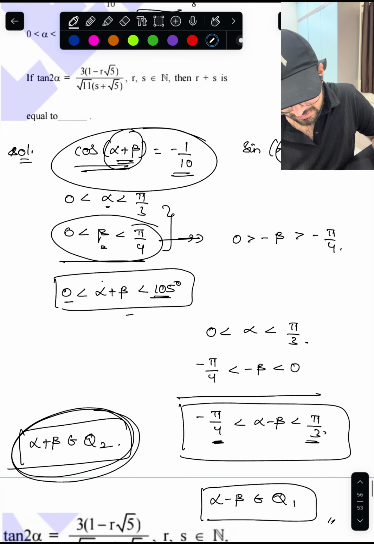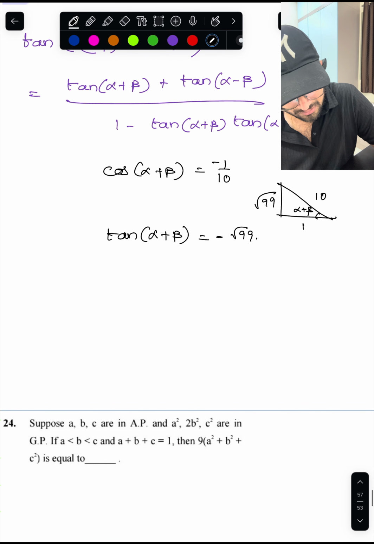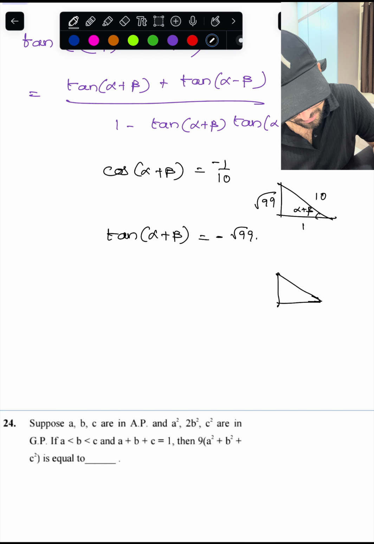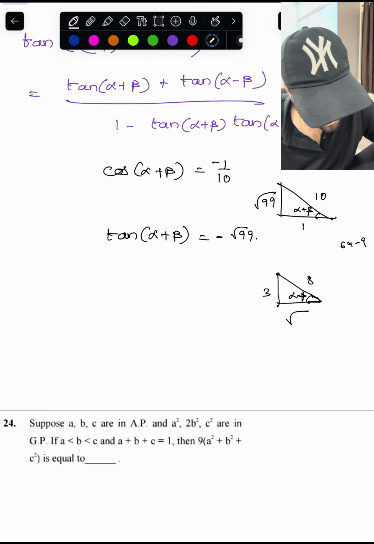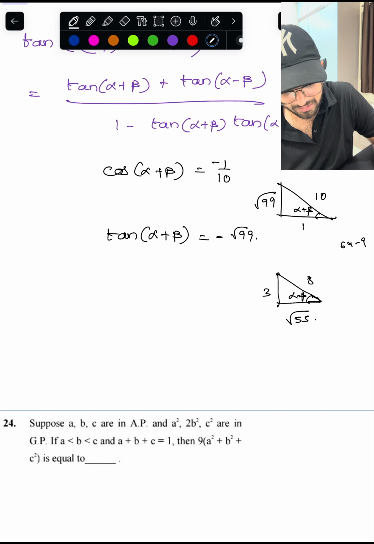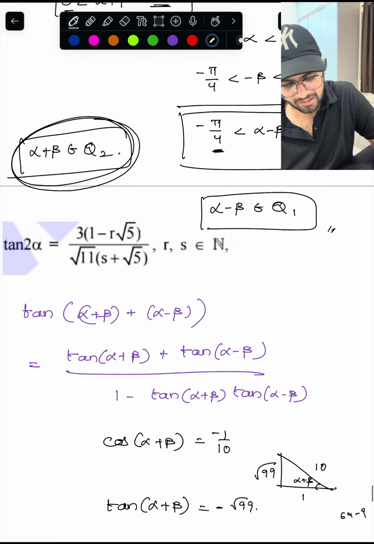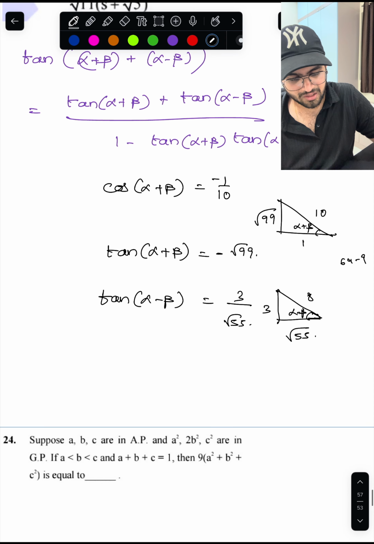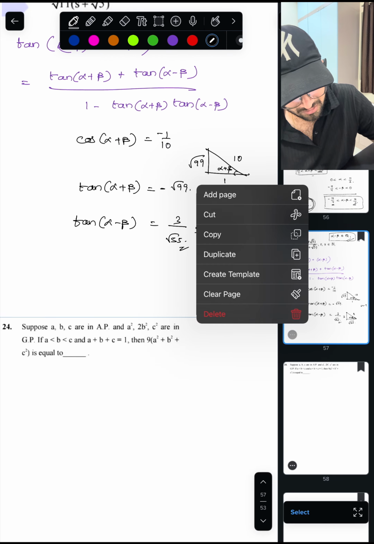Similarly, sin of alpha minus beta is 3 by 8. So that means root of 64 minus 9. 64 minus 9 means 55, right? So tan of alpha minus beta in magnitude wise we will be getting 3 by root 55, and alpha minus beta lies in first quadrant. Yeah, so it should be taken positive. So just substitute the values in the equation now, you will get the answer.